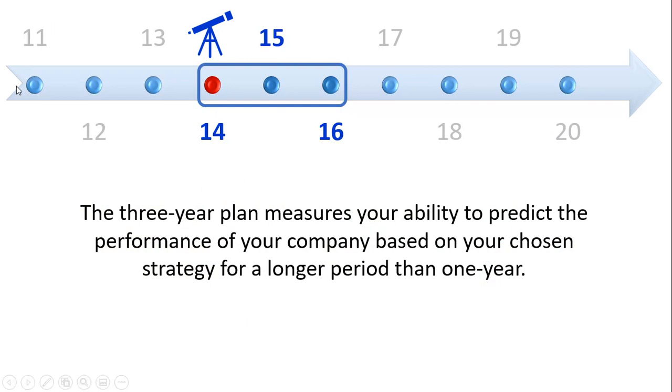As you see, this is our timeline of all of the years that we will be completing decisions for. You've already completed year 11 and 12, and before we do our 3-year plan, you have also completed year 13. And you complete it actually in between years 13 and 14, and it begins with year 14. What we're doing is we're trying to predict what's going to happen in years 14, 15, and 16. This 3-year plan measures your ability to predict your performance based on a chosen strategy for a longer period than just simply 1 year, as we've been doing up to this time.